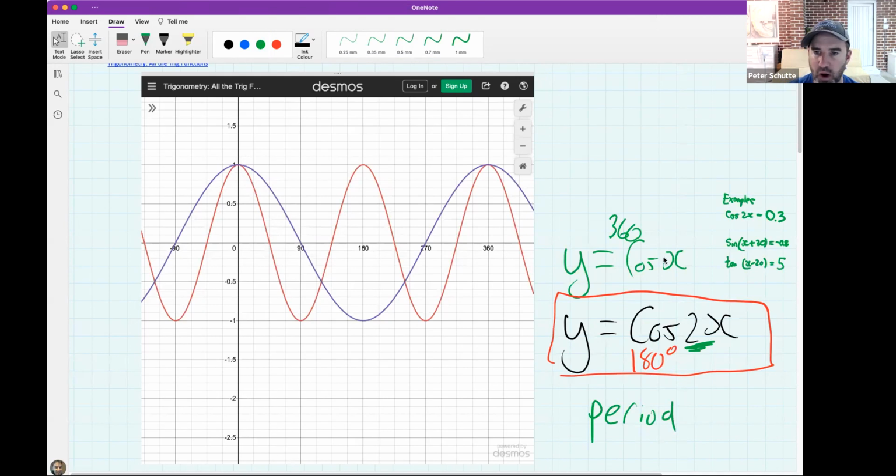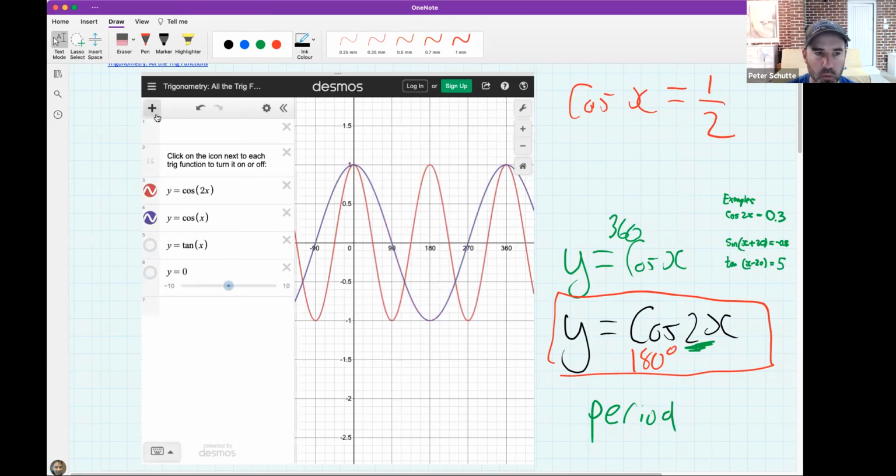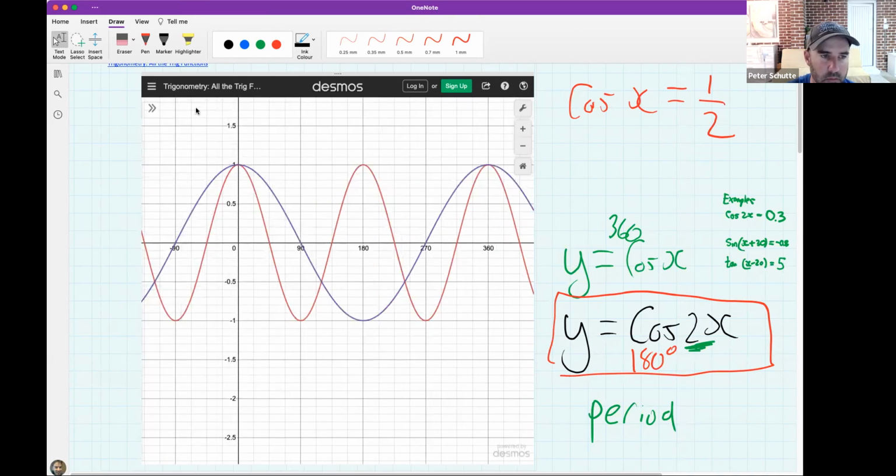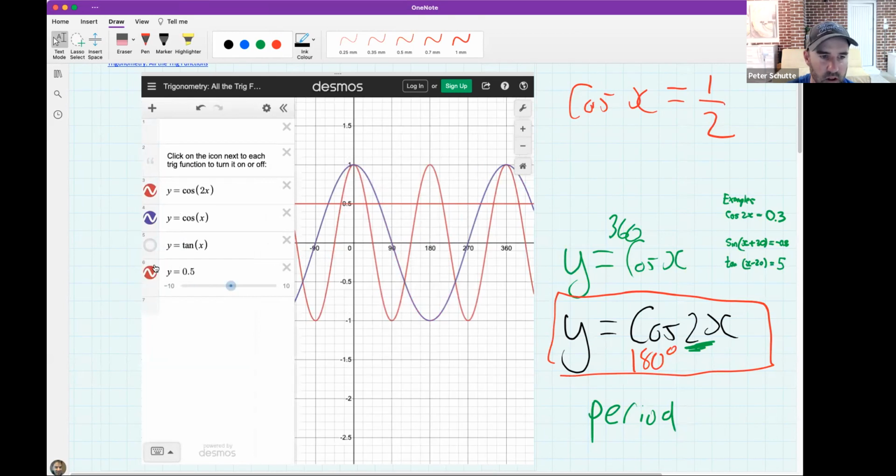And I want to point out why this is important for trig equations. So let's say, for example, I have the equation cos of x equals a half. Let's say I'm solving that equation. If I want to visualize the answer to that, let me put this in, a half. Oh, did I not draw it? Let's have a look. And let's change the color to something different. Let me take the red one away for a moment.